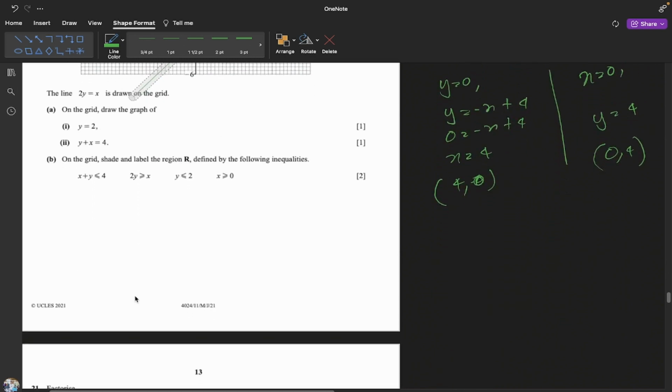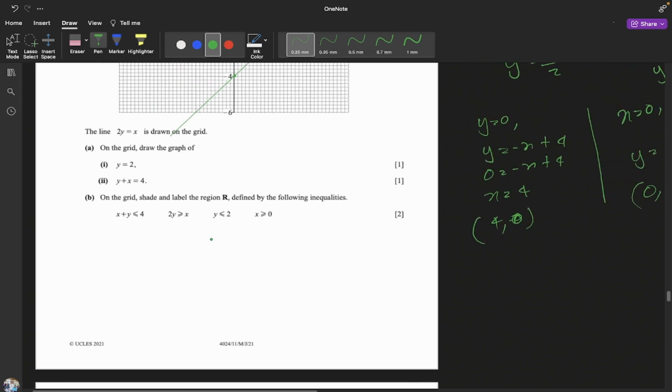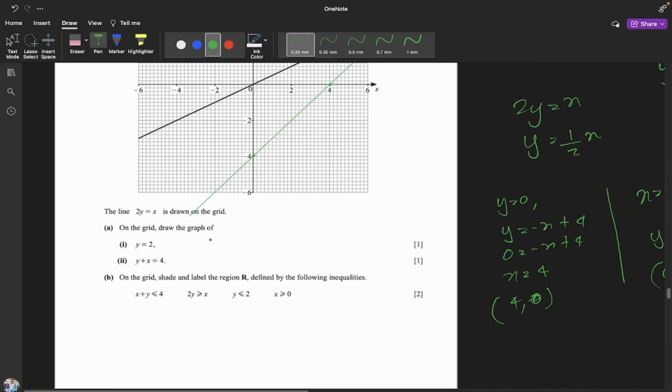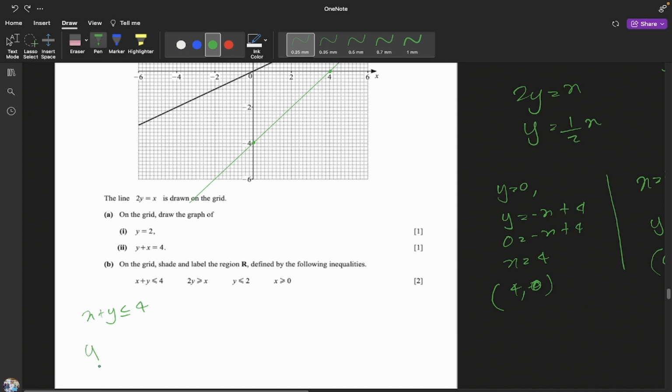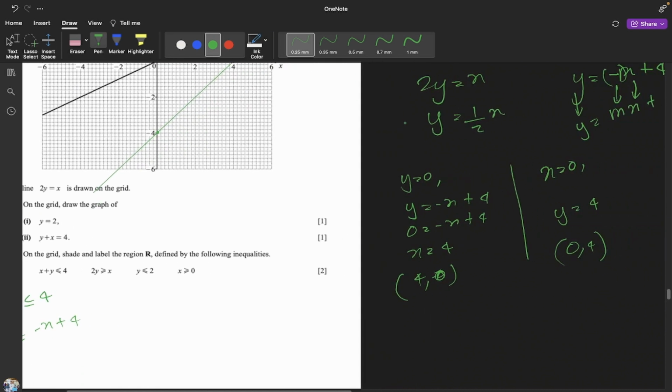Okay, next one. On the grid, shade and label the region defined by the following inequalities. First one, x plus y less than or equal to 4. So you have to always make y the subject. y is less than or equal to minus x plus 4. This is the graph. This graph is minus x plus 4.